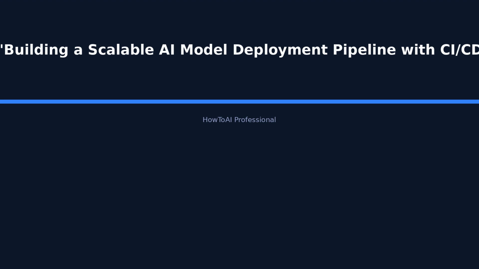Step 8. Monitor your AI model performance. After deploying your AI model to production, the next crucial step is monitoring its performance. It's essential to track how well your model is performing in real-world scenarios.